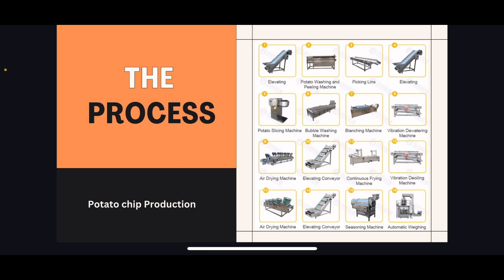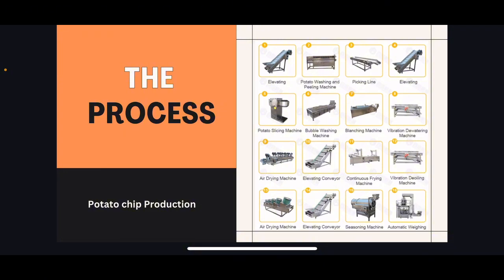10 is the elevating conveyor. Elevating conveyor basically is the same as the elevating machine to bring up the potato. 11. The continuous frying machine is to fry the potato. 12 is the vibration de-oiling machine, to remove the oil from the frying machine. 13 is the air drying machine, to air dry the potato from the oil.